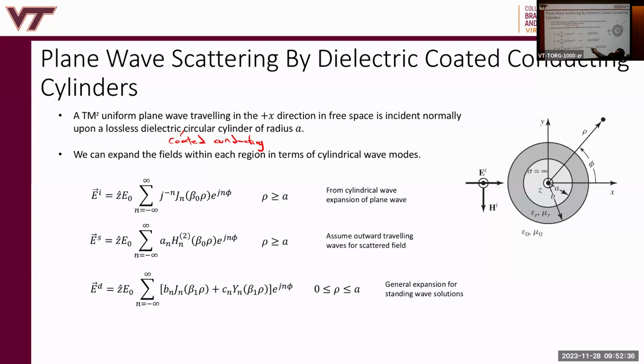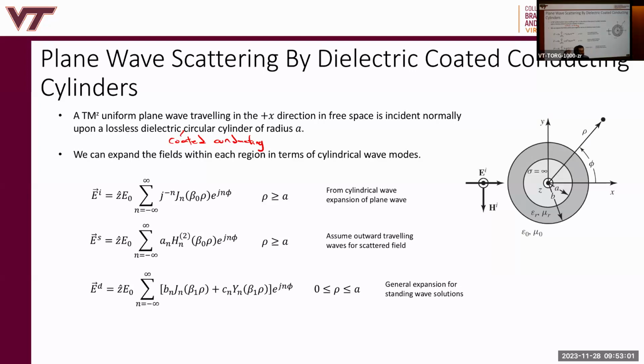So we do the same thing. We have the incident electric field. We use our cylindrical wave expansion of the incident plane wave, j to the minus n, J n beta naught rho, e to the j n phi. Why do I have a j to the minus n? Well, okay, so you probably haven't done homework on this yet. The last lecture, why is it j to the minus n?